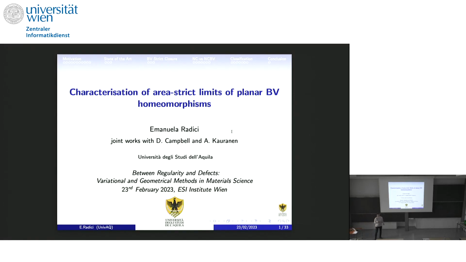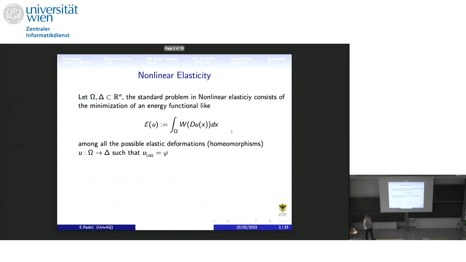But before going there, I would like to give you some motivations for why we ended up studying this class. And as you can imagine, the motivations come from nonlinear elasticity. But I'm not at all expert about this, so I really super summarized some behaviors that were described these days about the theory. And we will see why it can be interesting to study the closure of some homeomorphisms with bounded variation.